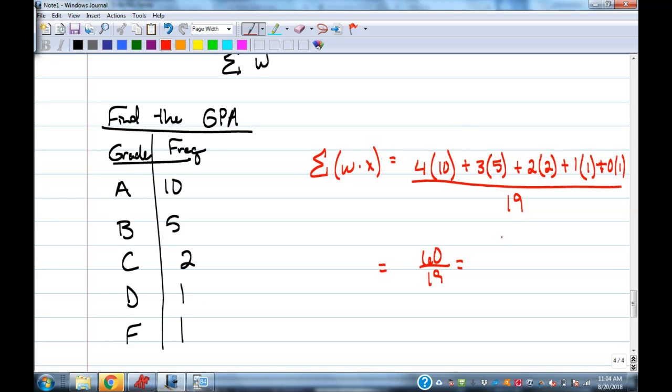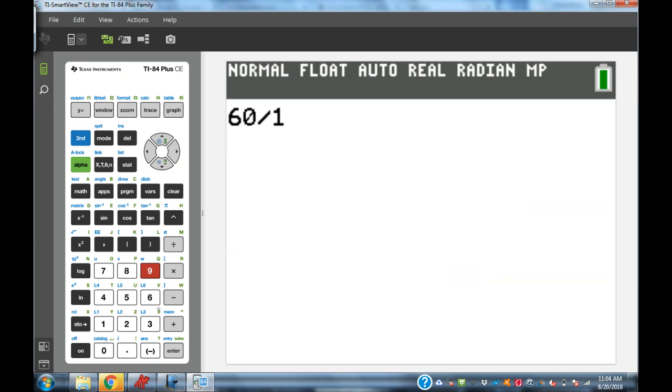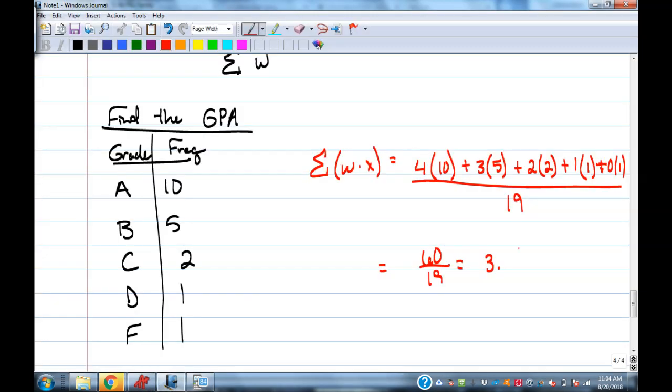And we'll go 60 divided by 19. That's 3.16 or 3.2. We go 1 decimal place because all our data that we know of is 1 decimal place, so 3.2 rounded value. 3.2 GPA out of that.